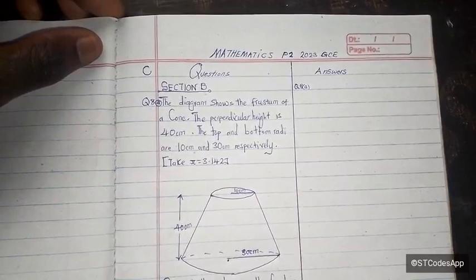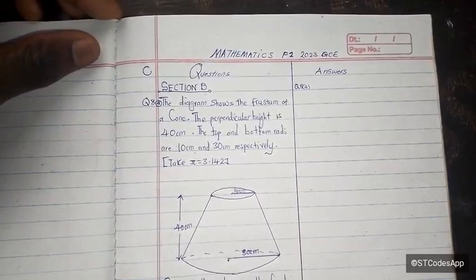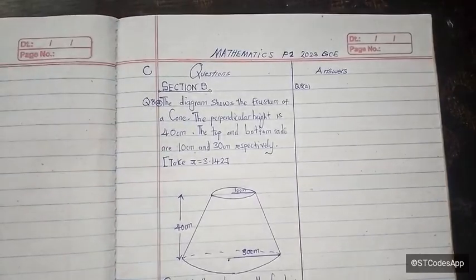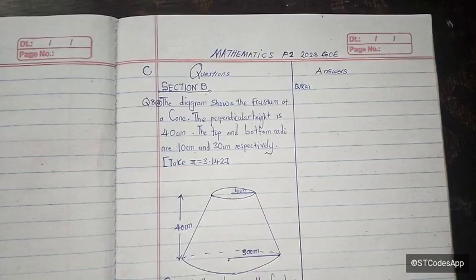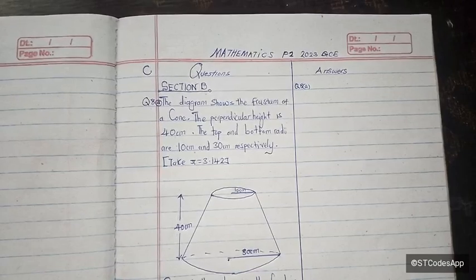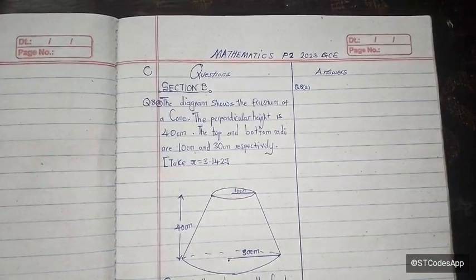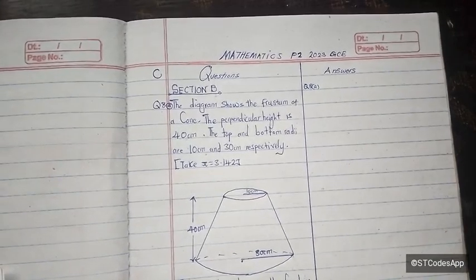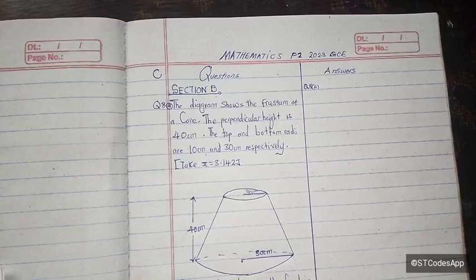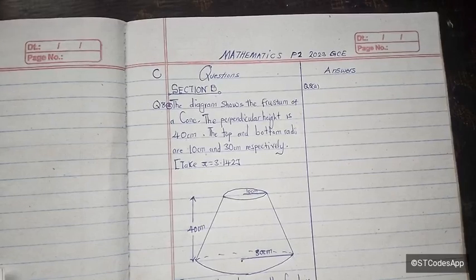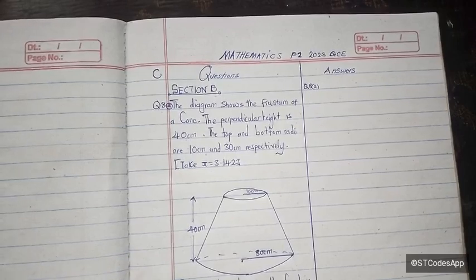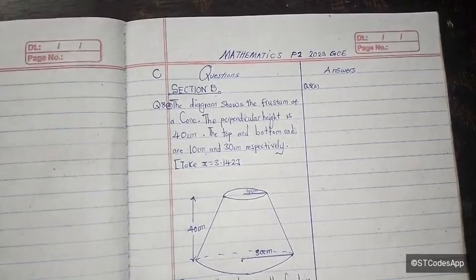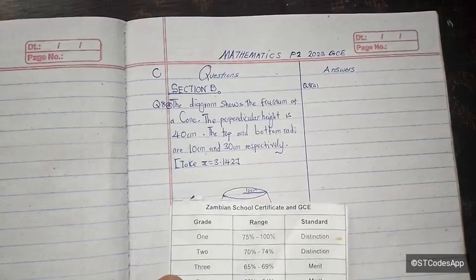In today's video, we are going to look at Mathematics Paper 2, GCE 2023, Section B, Question 8A and B. The first question is coming from mensuration, and the last question, question B, is coming from geometry. Before we answer the questions, I want to share something with you.